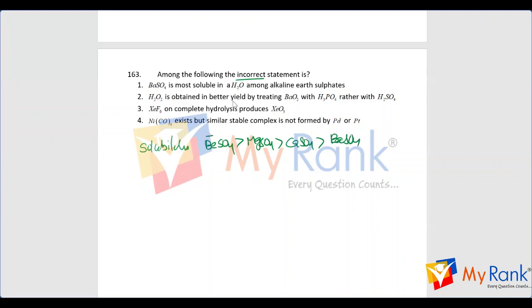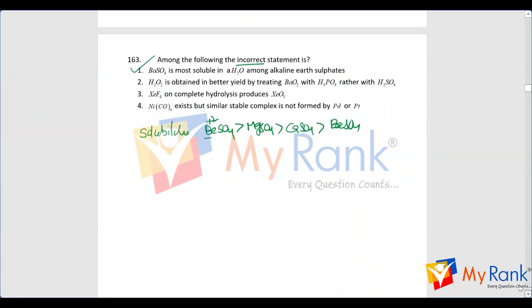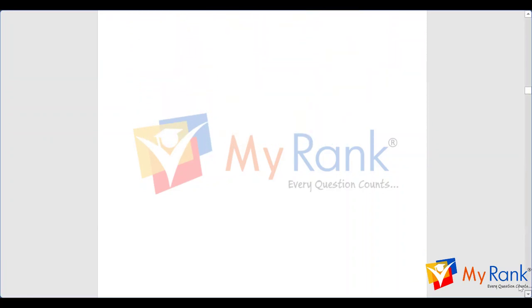Here, beryllium is small in size, so high hydration enthalpy will be there. Because of high hydration enthalpy, beryllium sulfate is soluble and barium sulfate is simply insoluble. So the statement that barium sulfate is most soluble in H2O among alkaline earth metals is the incorrect statement. Therefore, your answer is the first option. And the next one is question number 164.